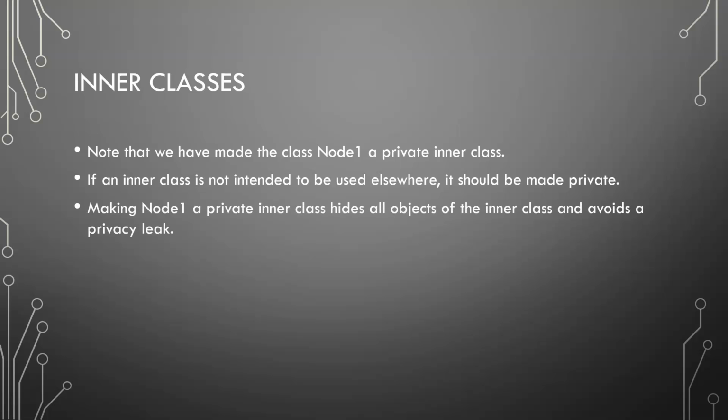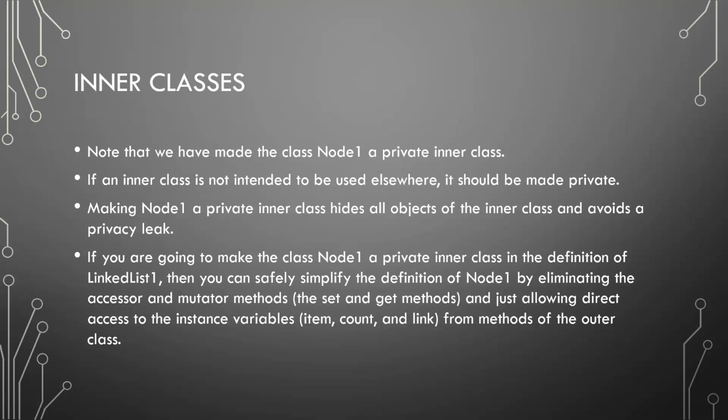Now, making Node1 a private inner class hides all the objects of the inner class and avoids a privacy leak, which is what I've already alluded to and what we talked about in our previous lesson. If you make the class Node1 a private inner class in the definition of LinkedList1, then you can safely simplify the definition of Node1 by eliminating the accessor and mutator methods, or the set and get methods, and just allow direct access to the instance variables such as item, count, link, etc. from the methods of the outer class. Because remember, they're private. It's now inside of that other class as an inner class, so it's not its own class. So it doesn't necessarily need those set and get methods.